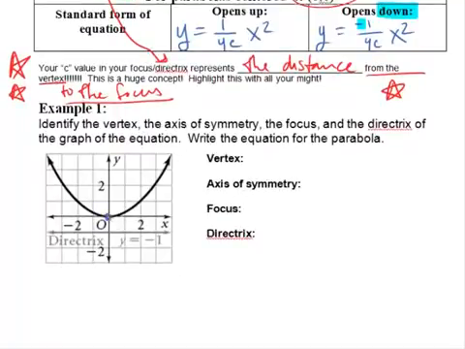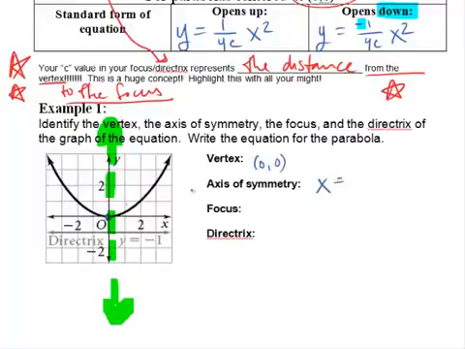Vertex in our picture here is at 0, 0. Axis of symmetry is whatever cuts the parabola in half, and it will also always run straight through your vertex. So for us, it's heading up and down, which means that it's an x equals, and it's going through 0, so x equals 0. The focus is not actually labeled on our graph here, so we're going to skip that. We'll move on down to the directrix. The directrix is labeled. It's this line here, negative 1. So y equals negative 1.